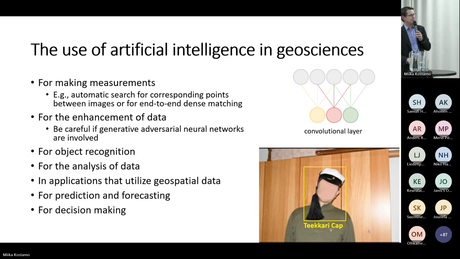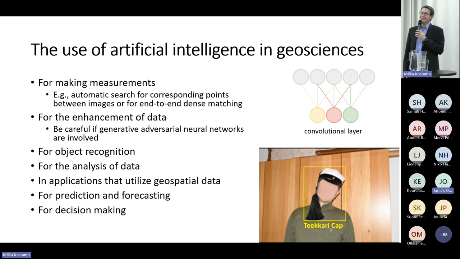So how to use artificial intelligence in geosciences? A little bit mixed with traditional machine learning and deep learning. Nevertheless, let's start with making automatic measurements. My field is photogrammetry, so these examples come from there. We can automatically find corresponding observations between images, and we can automatically make a dense point cloud utilizing dense image matching. We can do it in the traditional way, or we can also utilize neural networks to complete this task.